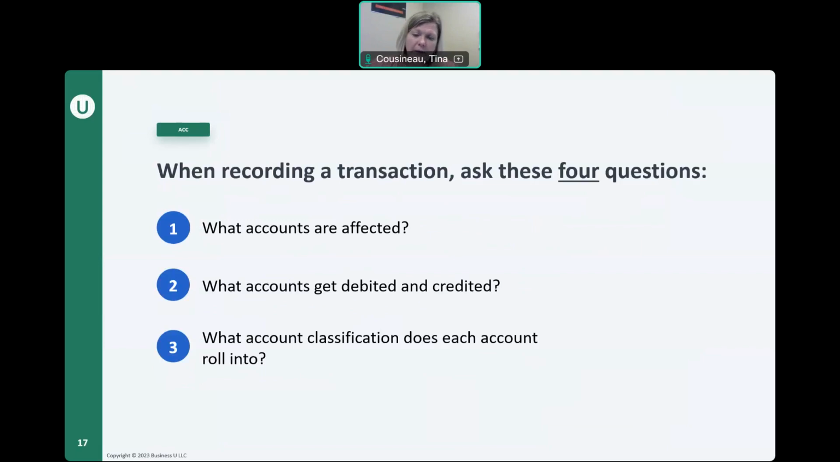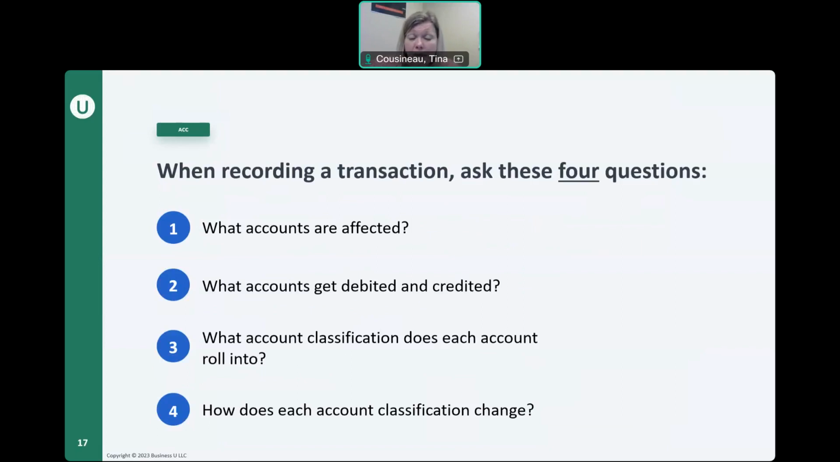What account classification does each account roll into? So is this account an asset, a liability, or owner's equity? And how does each account classification change? Does it go up? Does it go down? Is it increased? Is it decreased?